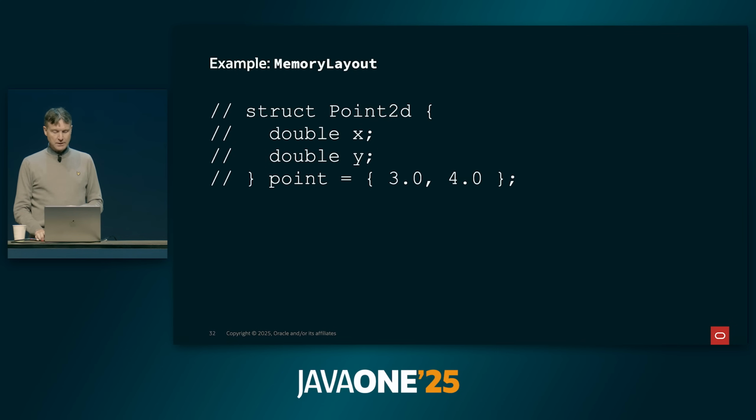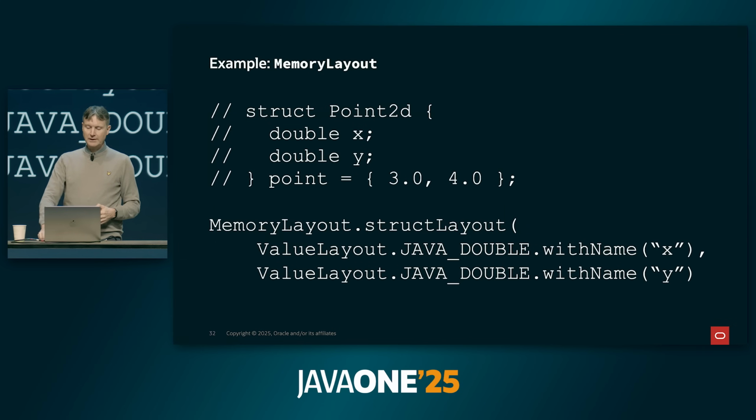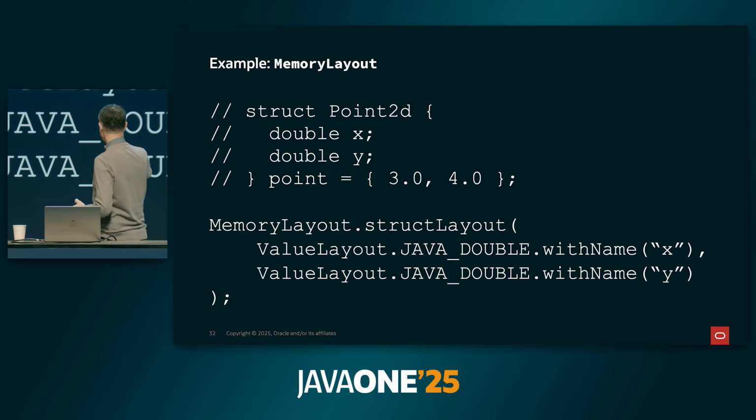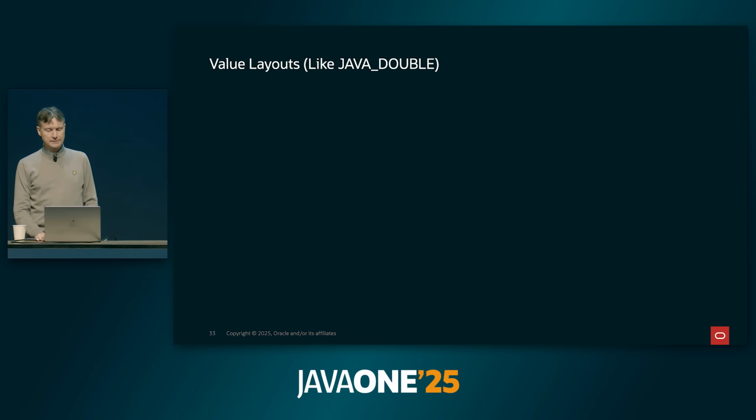So let's go back to our example with struct. So here I have a struct Point2D, and this is the way I can model that in Java. So I have a struct layout, and I have a double with the name of x, which corresponds to the above. I have a double with the name y, which corresponds to the above. So it's very easy to convert C structs to Java structs.